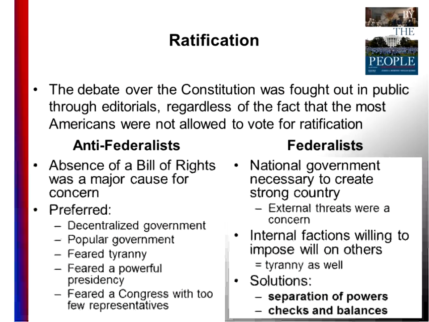In terms of ratification, the debate over the Constitution was fought out in the public through editorials, regardless of the fact that most Americans were not allowed to vote for ratification. Interestingly enough, I mentioned that the Constitutional Convention was a secret meeting of elites. But like all secrets, they're not well kept. And so it got out that they were discussing a new government. And then finally they decided to have each state ratify the new constitution. So obviously word got out.